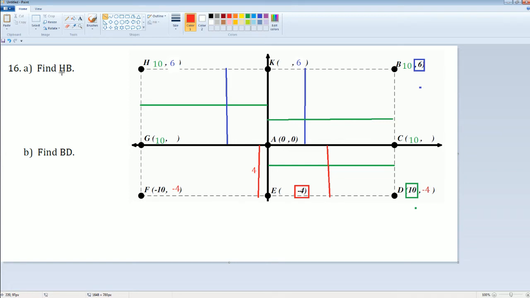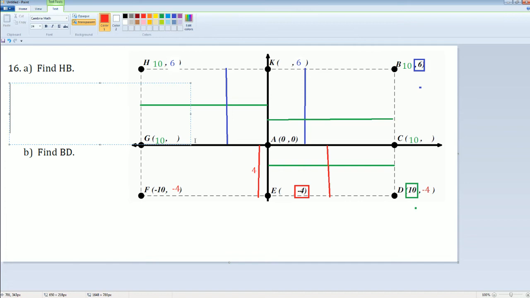They asked us to find HB. HB, where is it? It goes from 10 to 10, so the distance here would be 10 plus 10, which is going to be equal to 20. There are no units, right? There's no meters or yards.